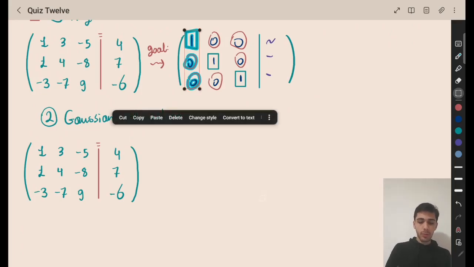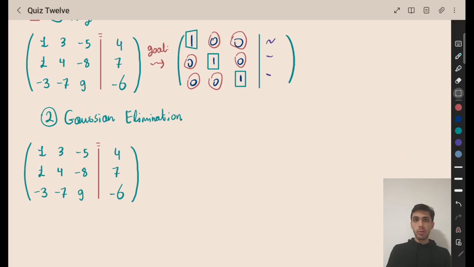We will proceed row by row, column by column. So here I have my 1, I'm happy. I just need to make a 0 here and a 0 there. The way I would make a 0 in the second equation is if I multiply the first equation, so the first row, by minus 1 and add it to the second row.